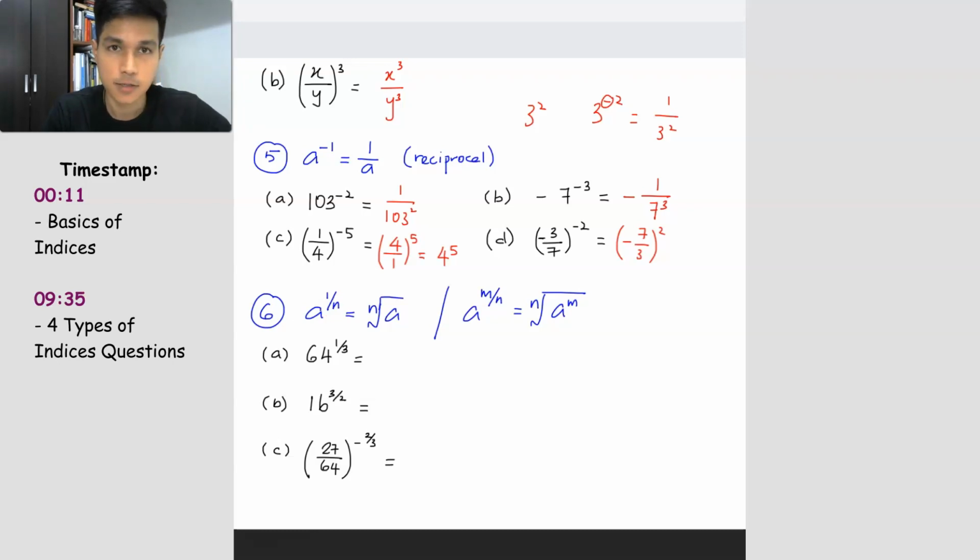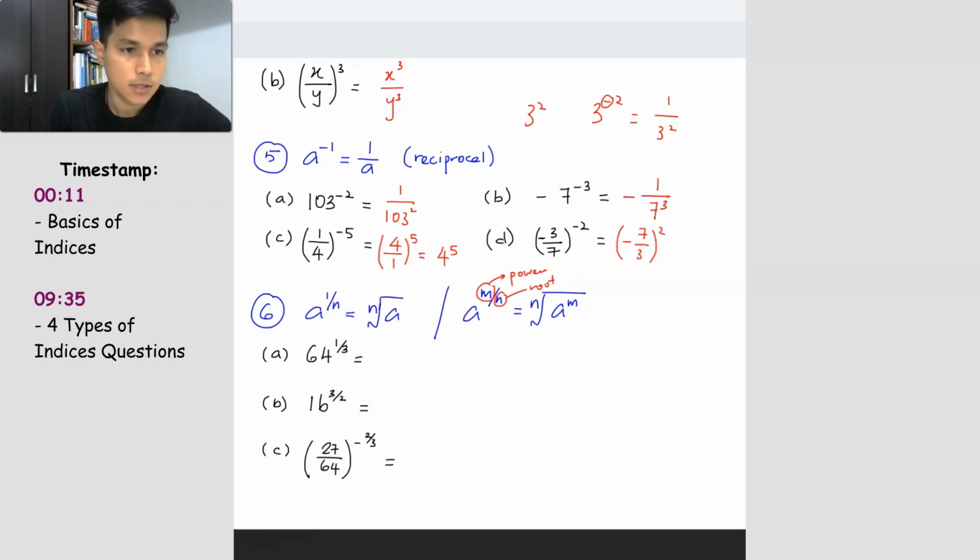Okay, last rule that you have to know for indices is when you have a fraction as the power, the index. Okay, the power is a fraction. So what does that mean? Now, you just have to remember the top value is the power and the bottom value is the root.